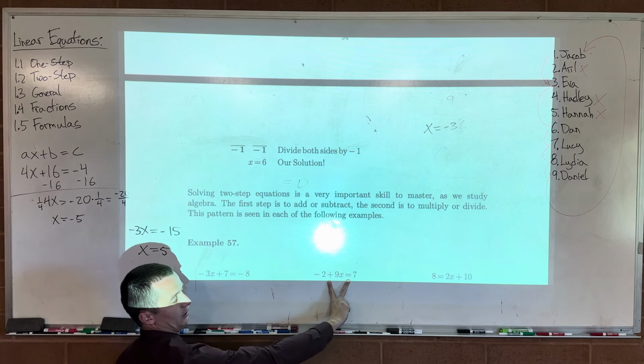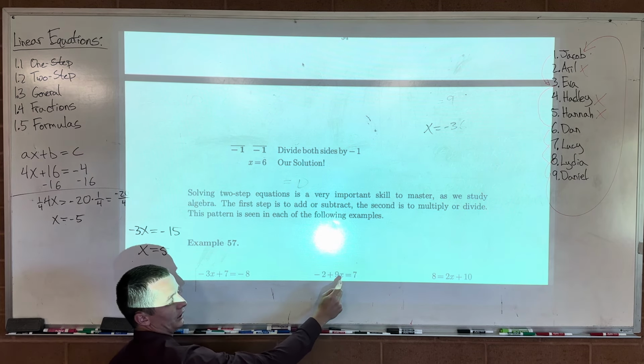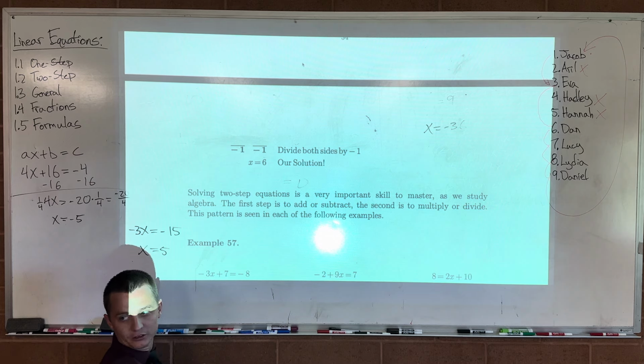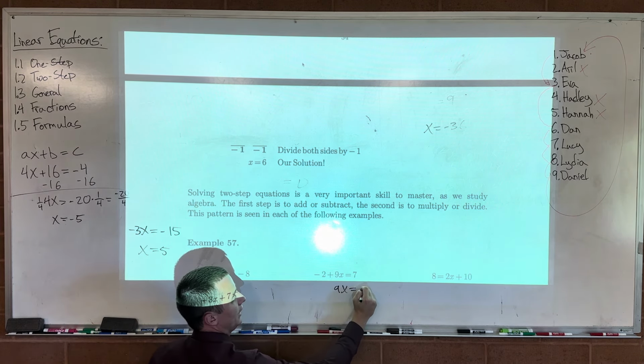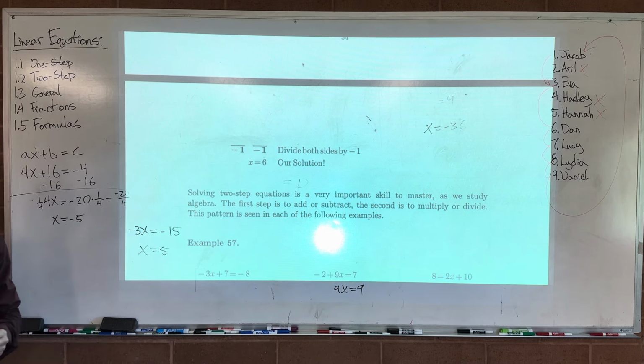What do we do first? Add 2 to both sides. Add 2 to both sides, so we get 9x equals 9, or in other words, x equals 1. If 9x equals 9, divide both sides by 9, we get x equals 1.